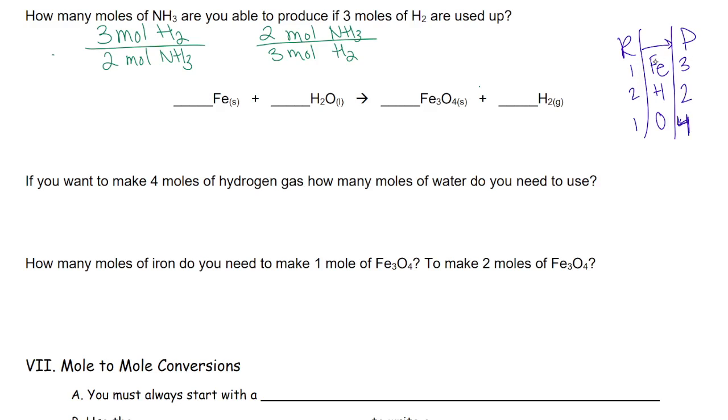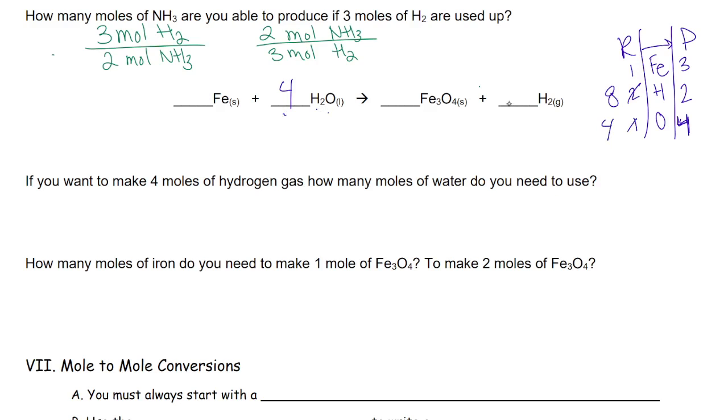I can start by balancing my iron, but I'm not going to because I have a feeling this one's going to get messed up when I balance this. So I'm going to skip down to my oxygens. I have 4 on my product side and only 1 on my reactant side. So I'm going to put a coefficient of 4. 4 times 2 hydrogens would change that to 8 hydrogens. 4 times 1 oxygen gives me 4 oxygens.